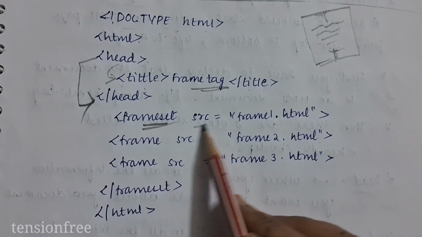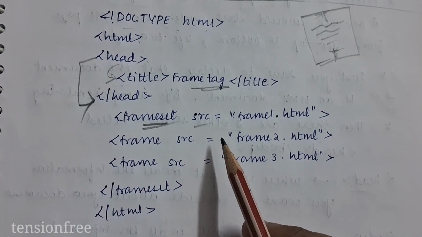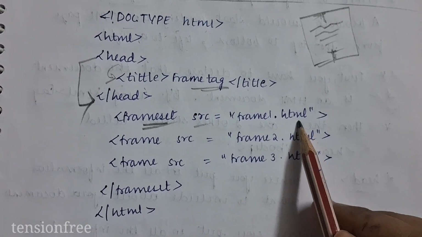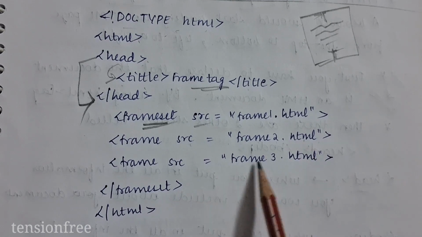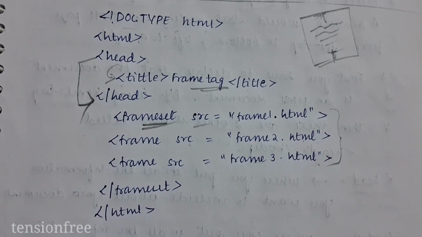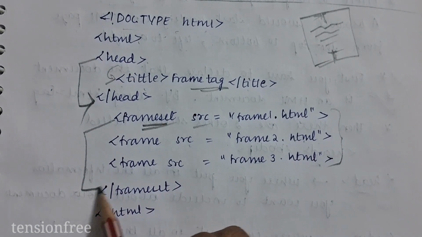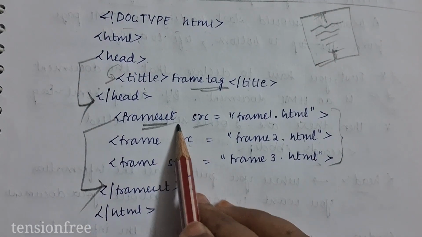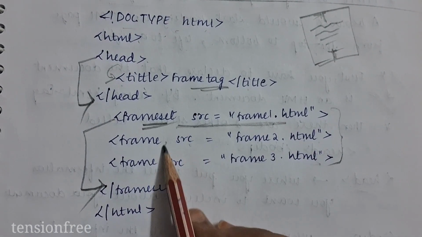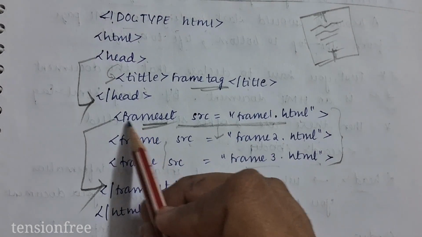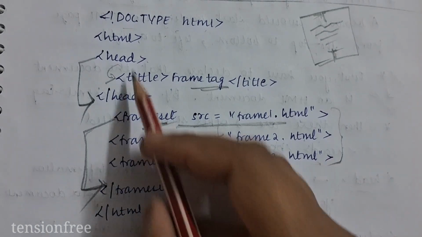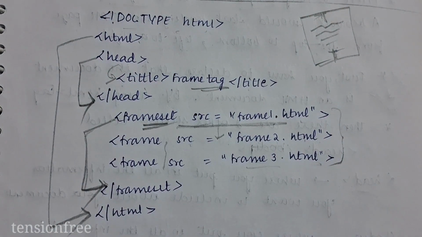In the frameset tag, src means the frame which will have the information: frame1.html, frame2.html, frame3.html. After writing all these frames, we close the frameset. This is the heading, and we write some frames under this, frame2 and frame3. After writing all these, we need to close this frameset. After that, we close the html. This is how we divide a web browser into frames.